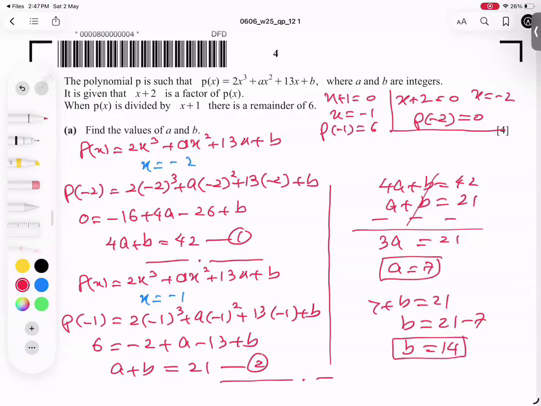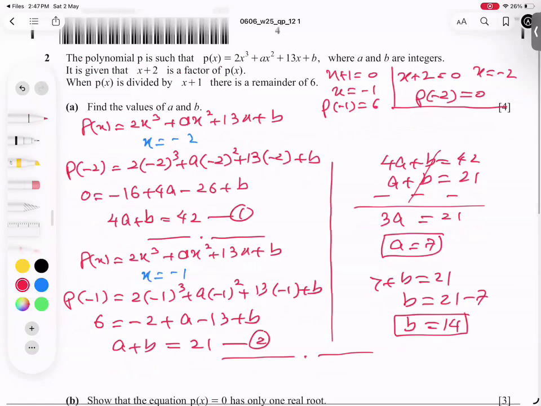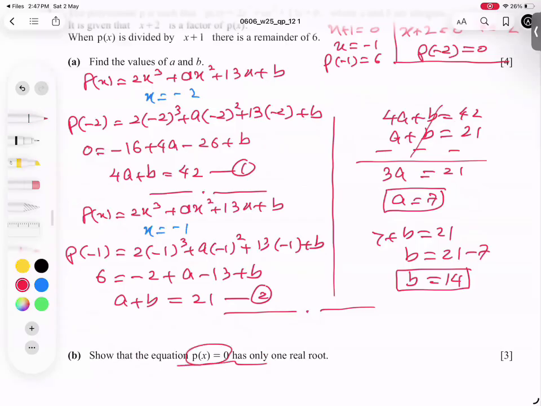So I hope this part is clear. And the next part is to show that this equation has one root. So how to do this one? First, p of x. P of x, where, students? P of x is the upper equation. So step number 1, I'm copying this complete equation. I'm putting 2x to the power 3, and this 7 value will go back. So I can say here plus 7x to the power 2 plus 13x and plus 14 is equal to 0.